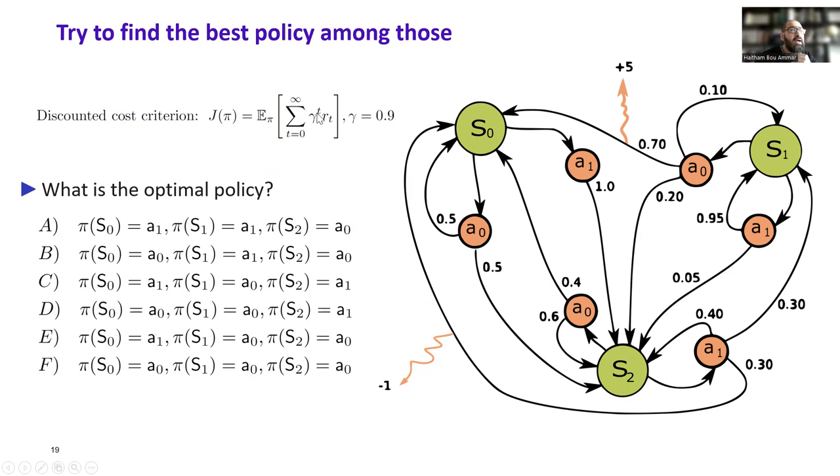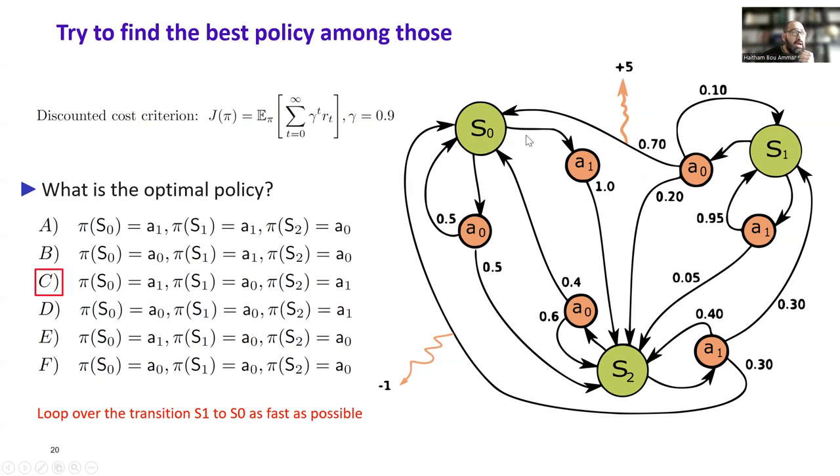For it to be a good policy, if we think about it intuitively, I would like it to pass through this plus five very often, and with very high probability, because if I can do that, then I'm getting the best rewards: plus five, plus five, plus five, plus five. So out of those, which one do you think is the best policy? The answer in this case is the policy where pi of S0 applies A1 at S0.